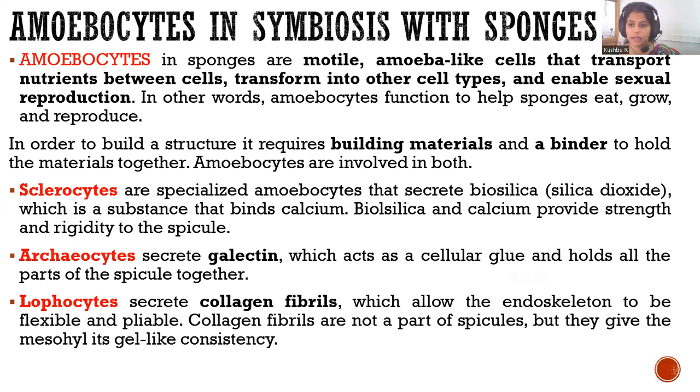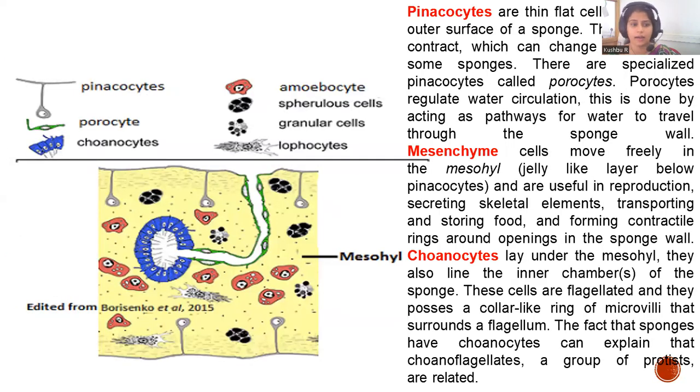Spicules are nothing but the external infertile hair-like substances protruding out of the hollow pore of the sponges. Then lymphocytes are the ones where collagen fibrils are secreted. Lymphocytes are produced by a special type of amoebozoids which produce collagen fibrils. These collagen fibrils allow the endoskeleton to be flexible and also, at the same time, rigid to avoid breakage.